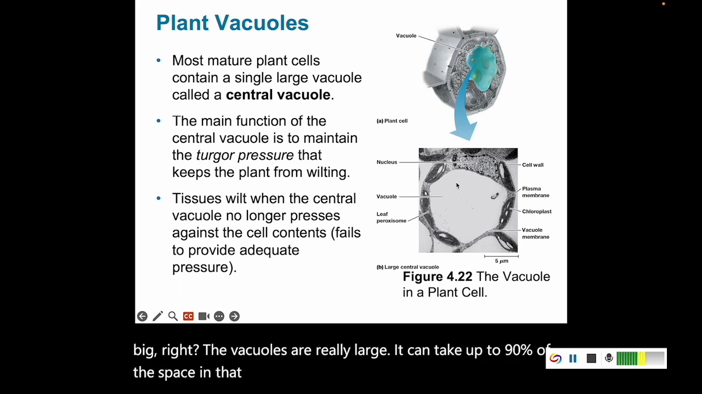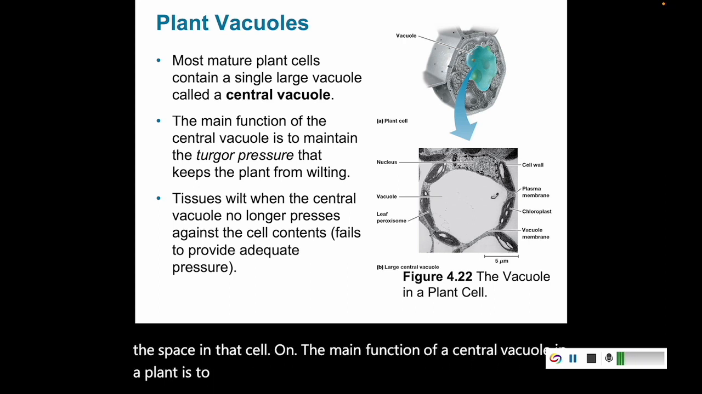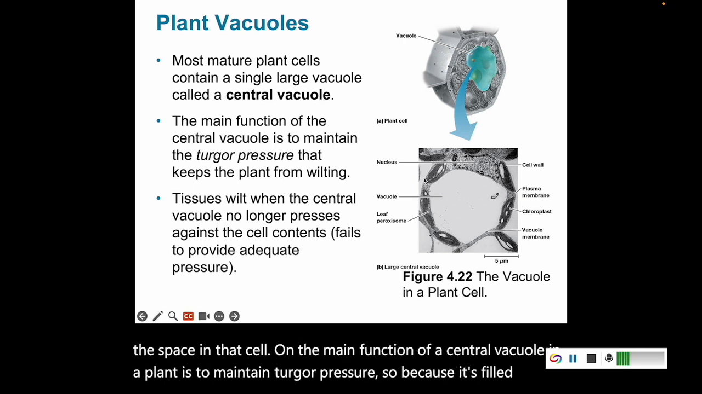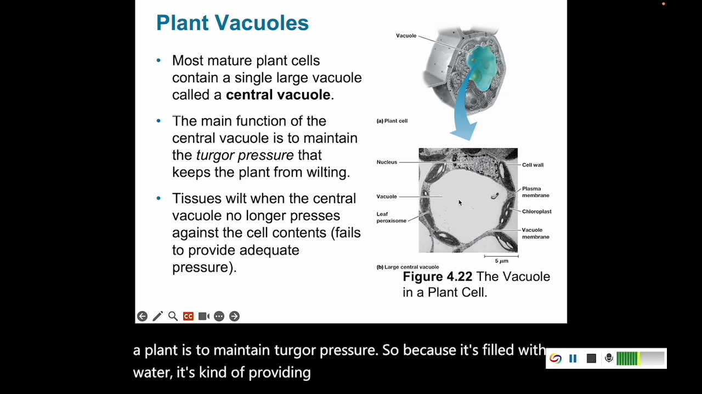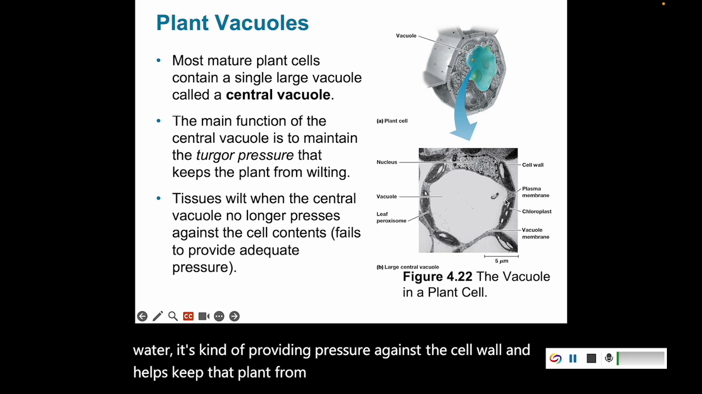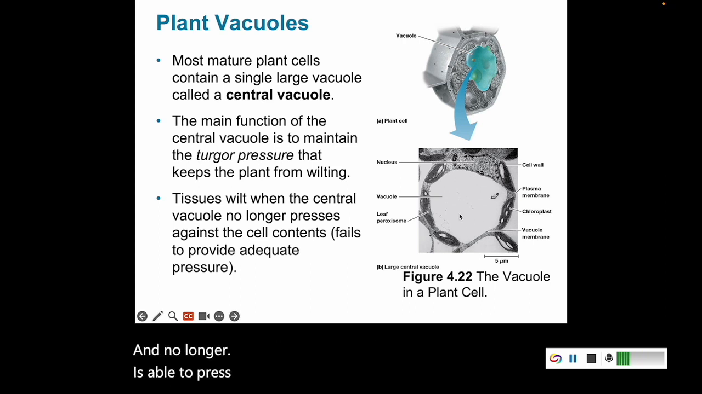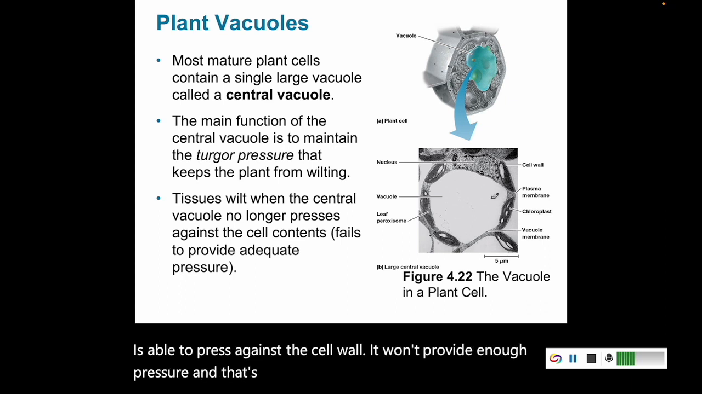The main function of a central vacuole in a plant is to maintain turgor pressure. So because it's filled with water, it's providing pressure against the cell wall and helps keep that plant from wilting. If that vacuole starts to lose water, it no longer is able to press against the cell wall. It won't provide enough pressure, and that's what causes those plant tissues to wilt.